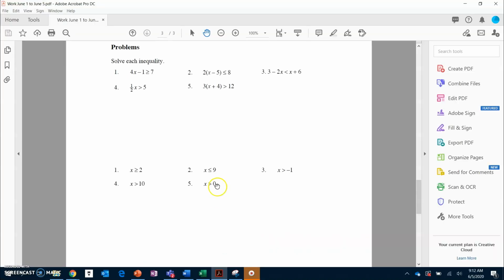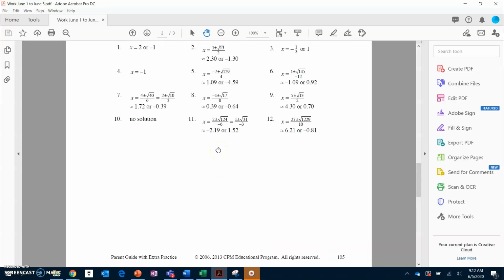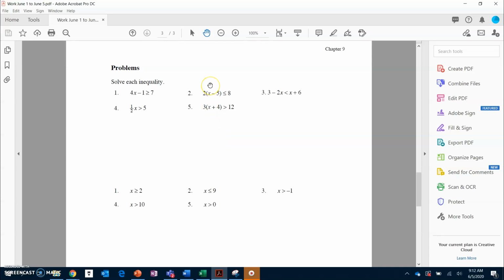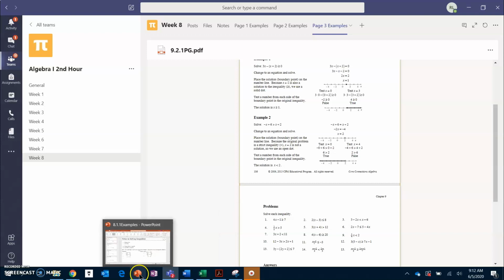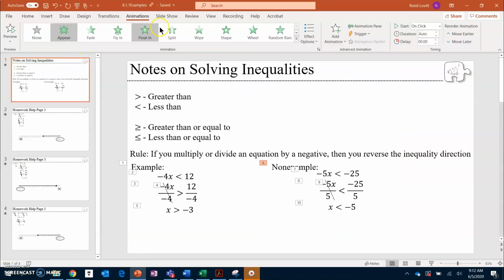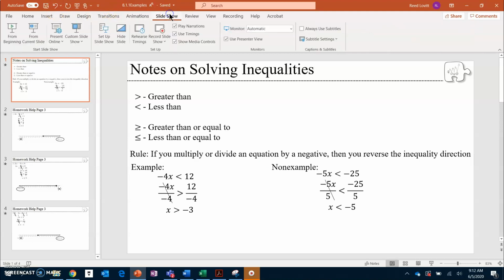The page 3 problems that I posted will look like this, so it's only questions 1 through 5. Let's focus on those. And this is good news: solving inequalities is a little bit of a break for you guys, since we were doing some tricky stuff before. The good news is that it's pretty much the same thing as solving equations.